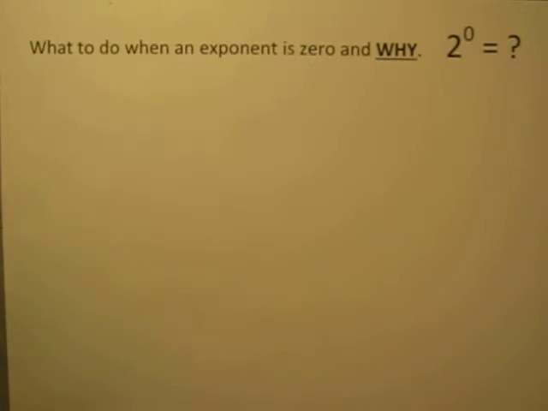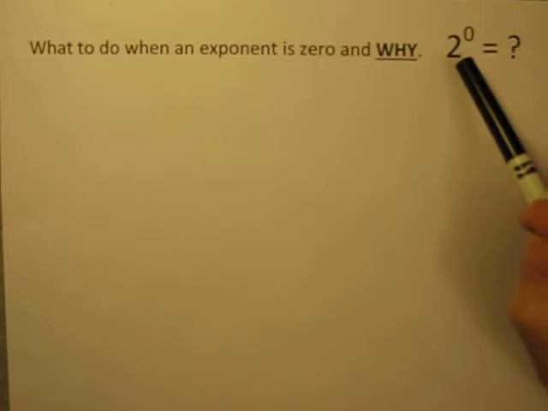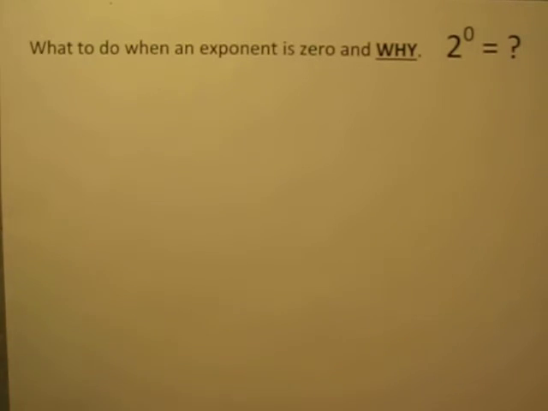One of the problems that seems to make the least amount of sense to my students is often the problem of what to do when the exponent is zero. So like in this problem, 2 to the 0 power equals what? The answer doesn't seem to make sense to my students. So I'd like to show you what the answer is, but I'd also like to show you why that's the answer, and hopefully that will make sense after I go through a little explanation here.